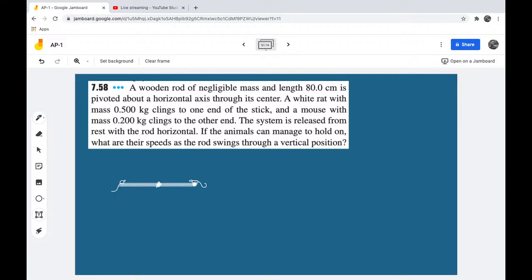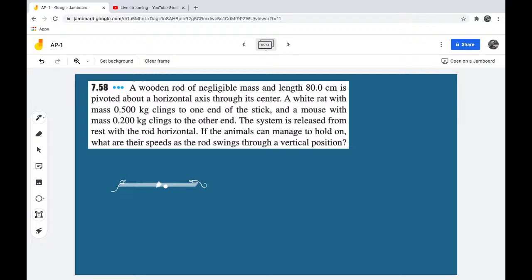Okay, their masses are given: 0.5 and 0.2. The mouse looks lighter in weight than the rat. That's one difference. The system is released from rest with the rod horizontal. If the animals can manage to hold on, what are their speeds as the rod swings through the vertical position?